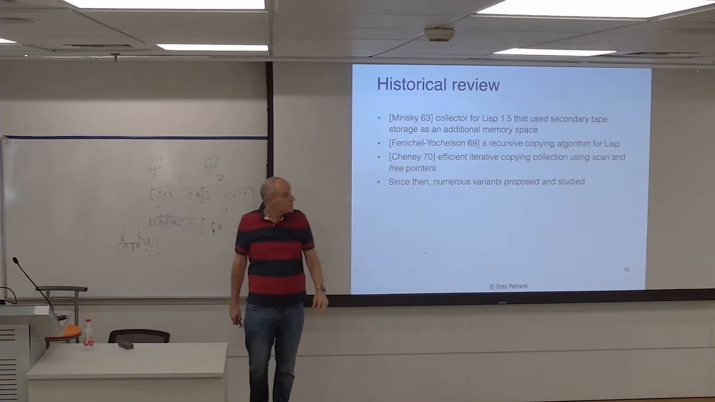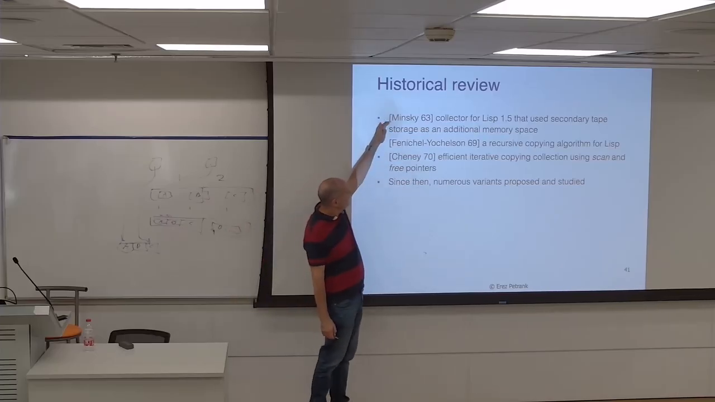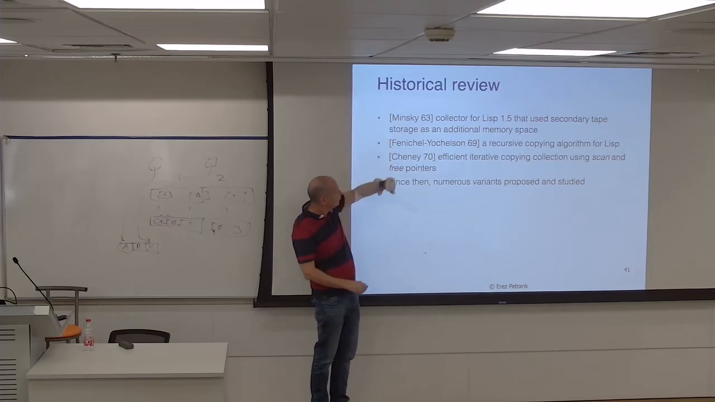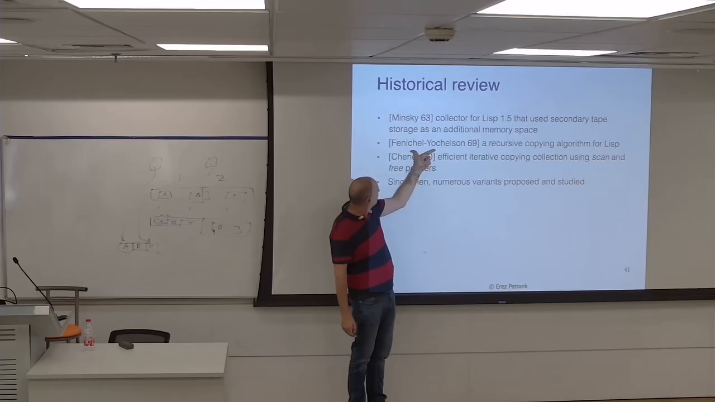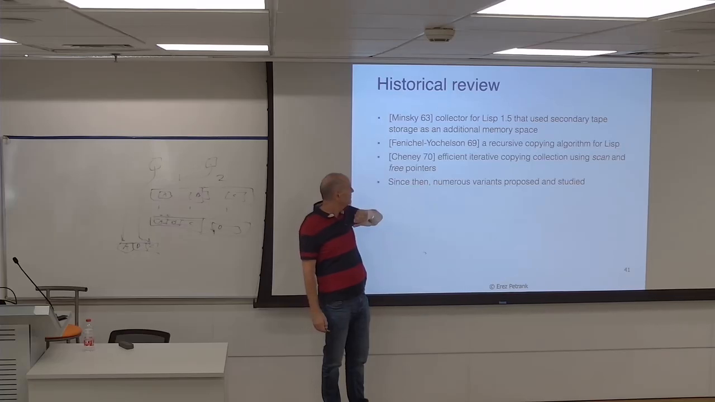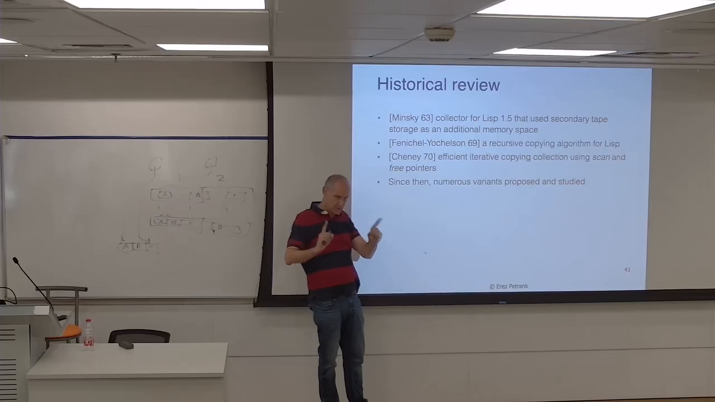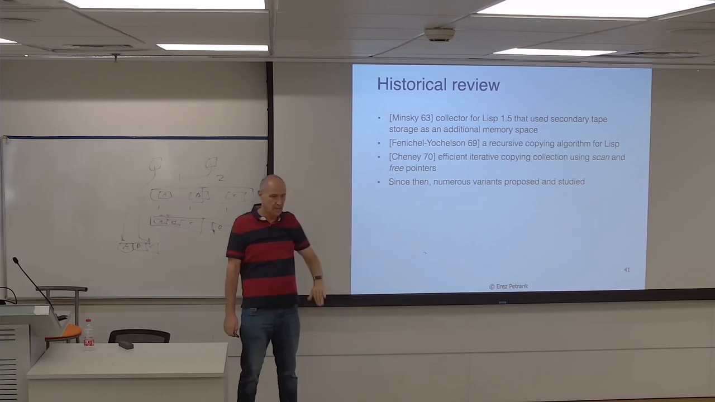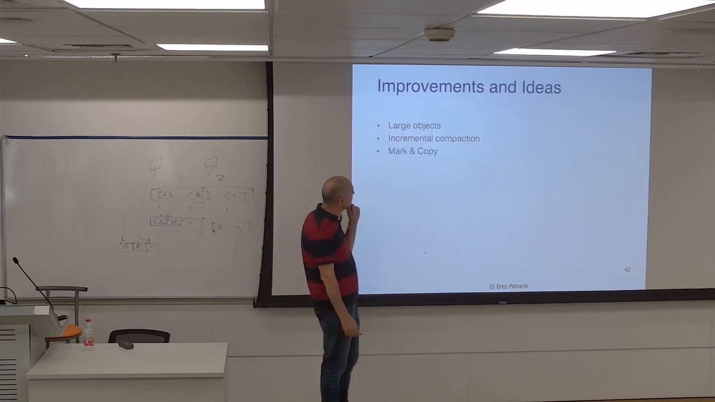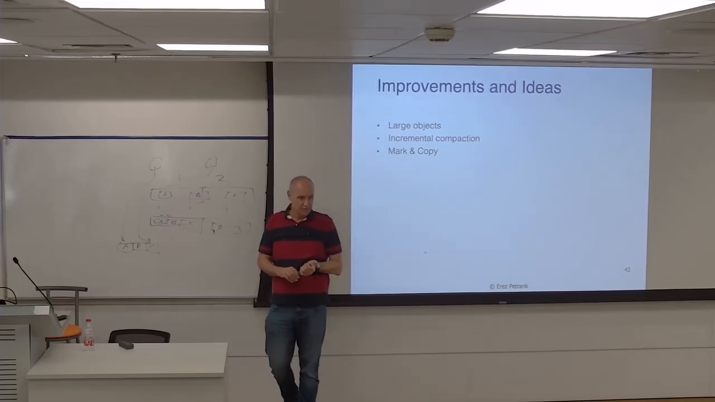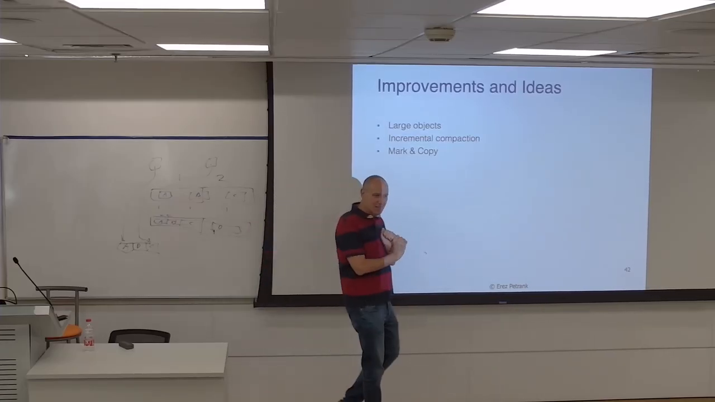Okay, so if we look at how it developed, in '63 Minsky suggested copying. He did it in a complicated way. Fenichel and Yochelson did a recursive copying algorithm for Lisp. Cheney came a year later with his two-pointer algorithm, and there are numerous variants that we'll see some of in the course. So there are improvements, but they will wait for next week, and we'll see you then.